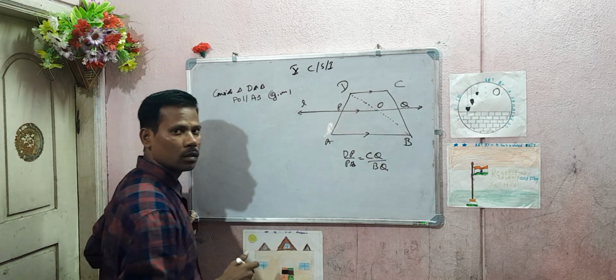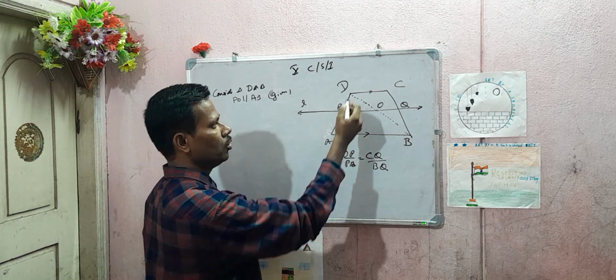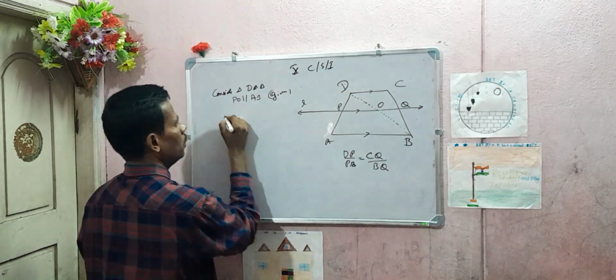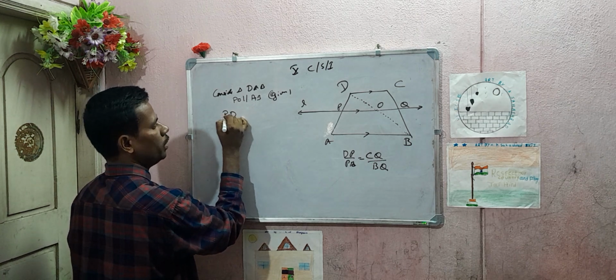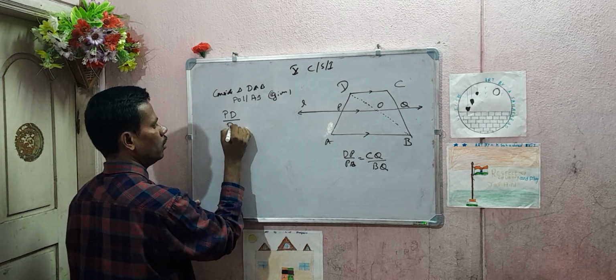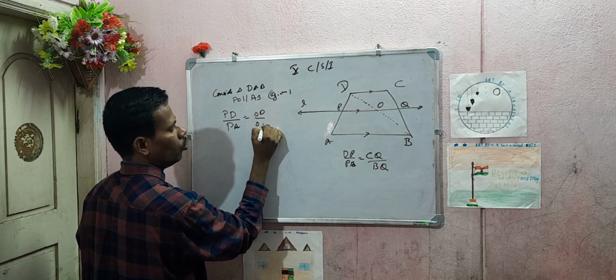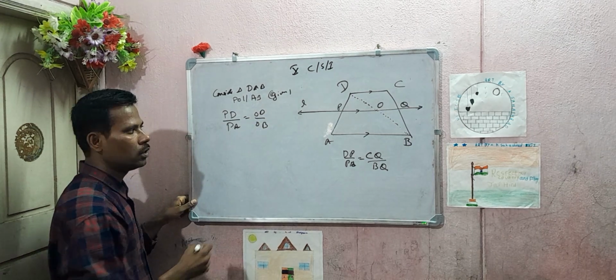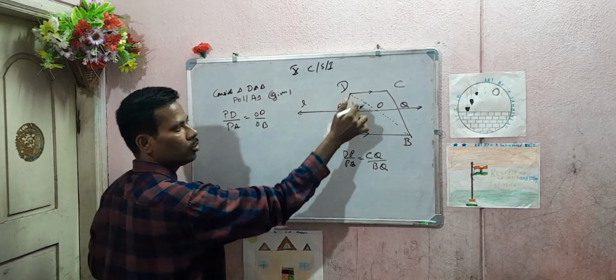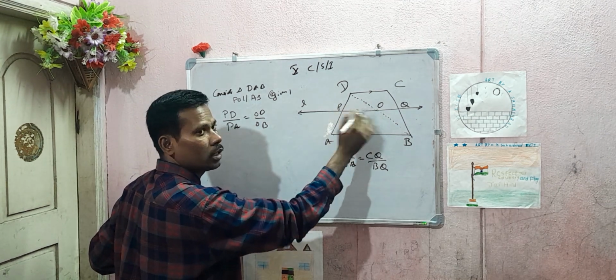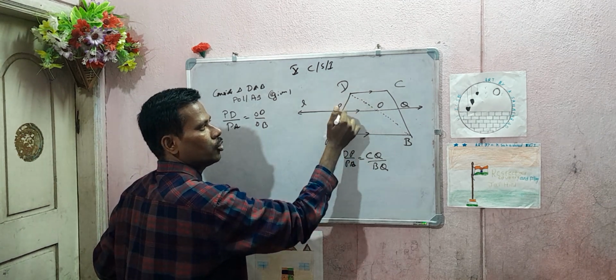PO is parallel to AB. Next, use BPT, the basic proportionality theorem. What does it state? PD by PA is equal to OD by OB, right? I use the basic proportionality theorem: if a line is drawn parallel to one side of a triangle, then it will divide the other two sides in the same ratio.